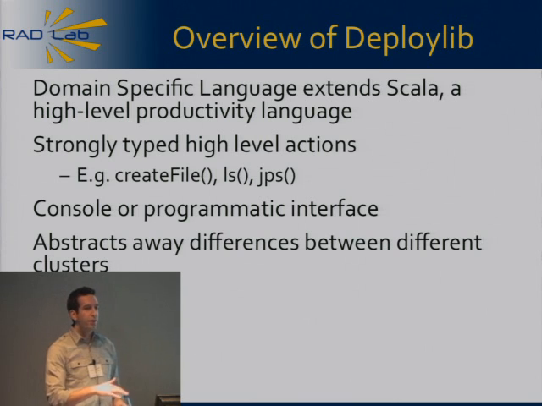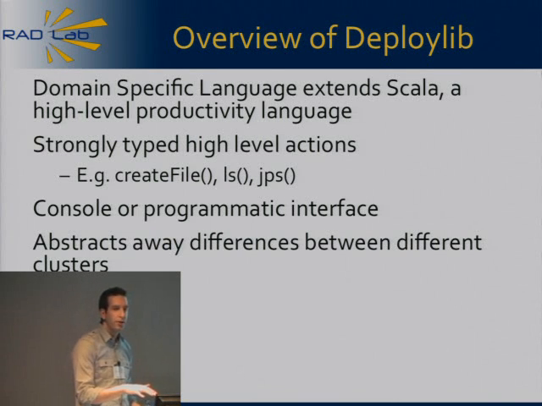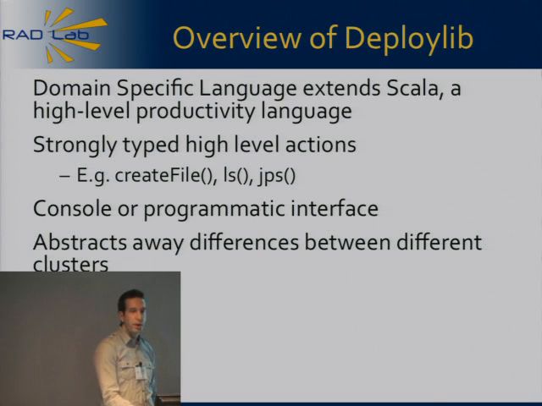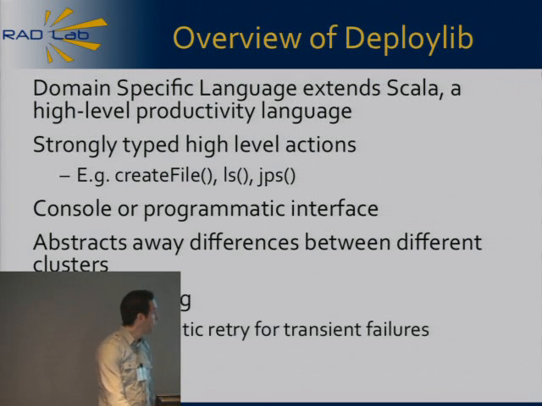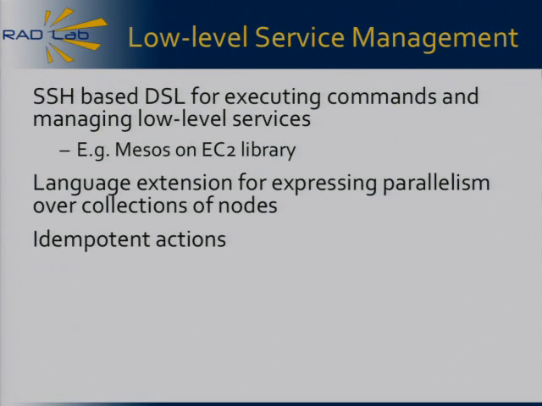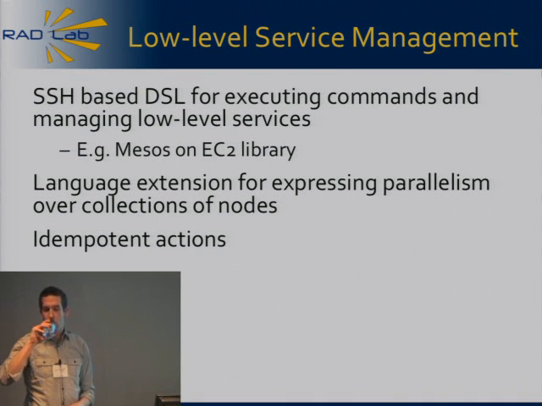Deploylib abstracts away whether you're running locally, on your local private cluster, or on EC2, such that you can use the same functionality between all of these things. And it also leverages exceptions, like in Java or Scala, to make errors a much more integrated aspect of dealing with failures and service management in the data center. So Deploylib has two major modes of operation.